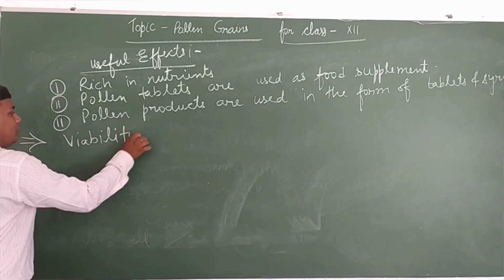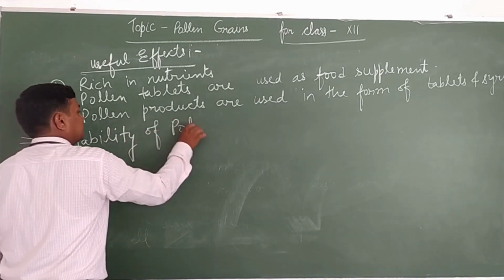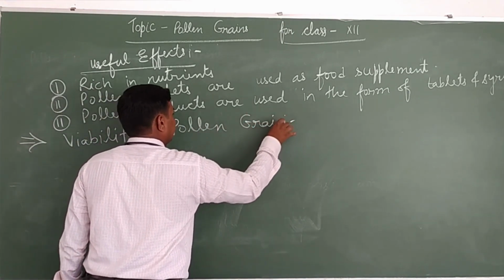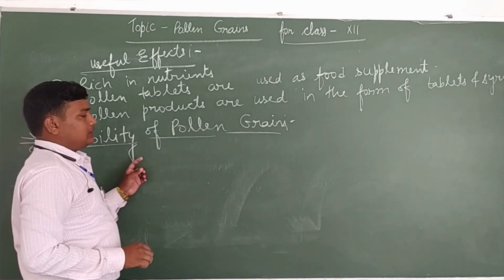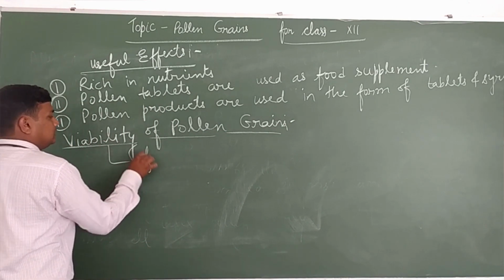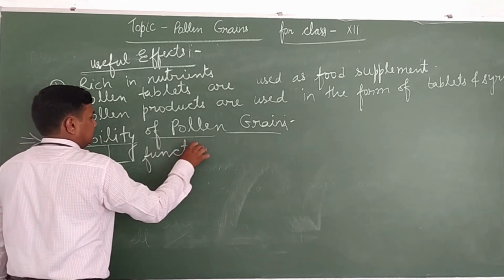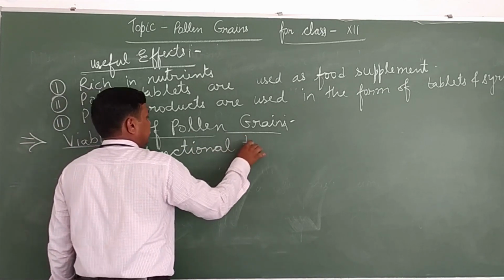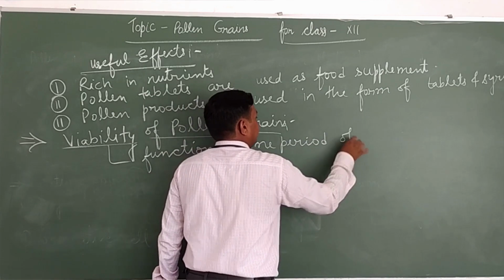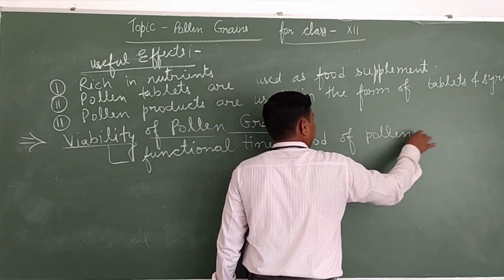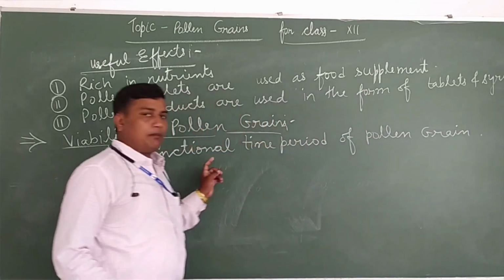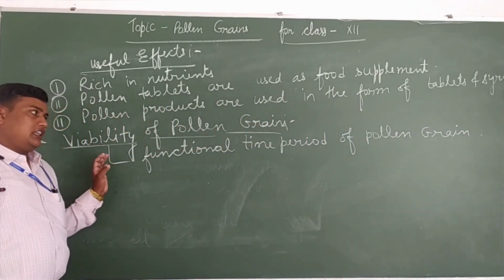Now, viability of pollen grains. Viability of pollen grains means the time period for which the pollen grains become functional. Functional time period of pollen grain is known as viability of pollen grain.